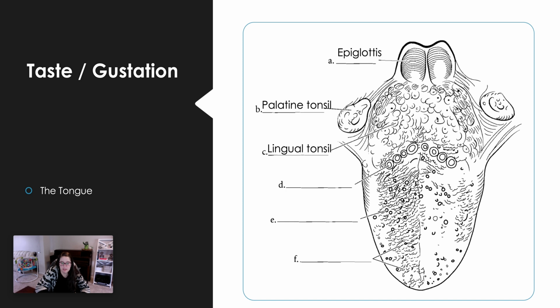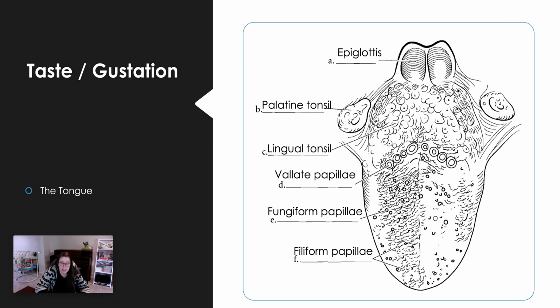You also have different types of projections on your tongue. You have vallate papillae. These are also called circumvallate papillae. We have fungiform papillae and filiform. We're going to talk about these 3 types of papillae in just a second.